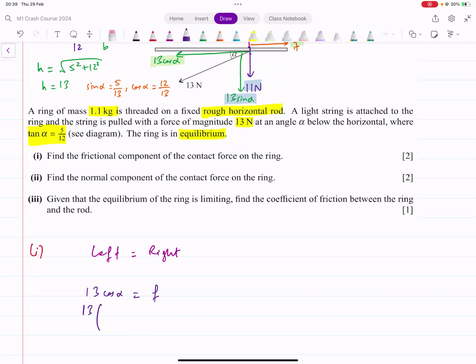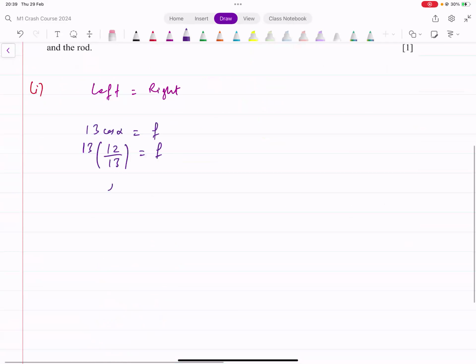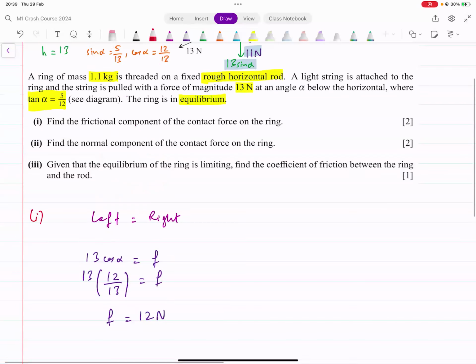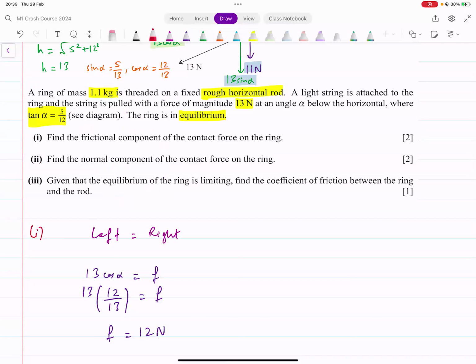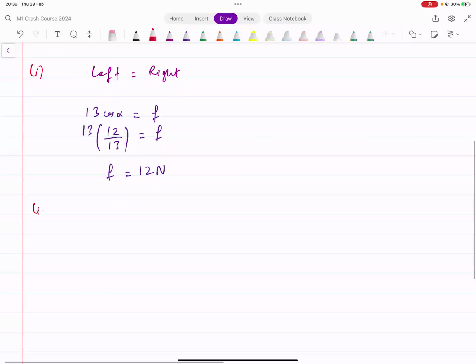You can just use these values here. Cos alpha is 12/13, and the value of friction therefore turns out to be 12 Newton, right? Friction equals 12 Newton. That's all that you had to do in the first part. It was equilibrium, just equated the opposite forces. And then part 2.